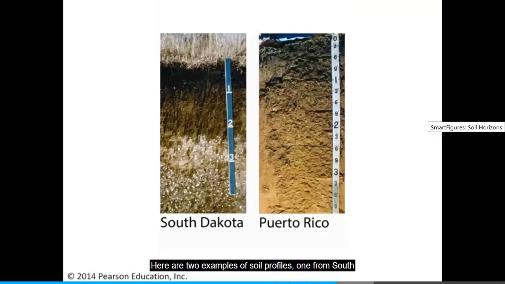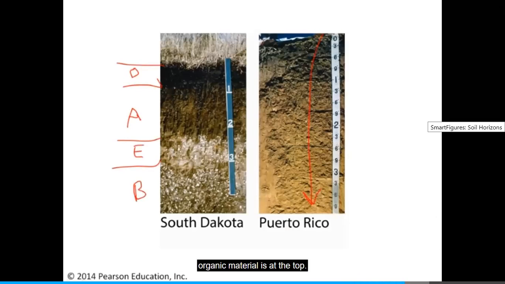Here are two examples of soil profiles, one from South Dakota on the left and one from Puerto Rico on the right. So you can see that there are certain horizons that will stand out to the eye. Here, for instance, you can see that O horizon up at the top. You've got the A horizon that's still dark. Together, those two are the topsoil. Here's the E horizon that's been eluviated, so it's had material leached out from it, and then the B horizon below that. The example in Puerto Rico is more gradual, where you see basically a change in color from top to bottom, but definitely you can still see the organic material is at the top.